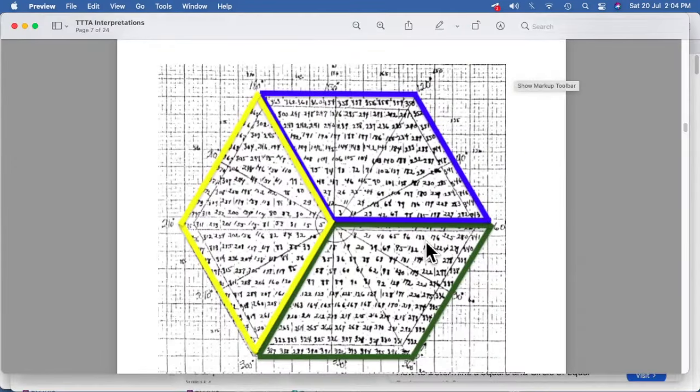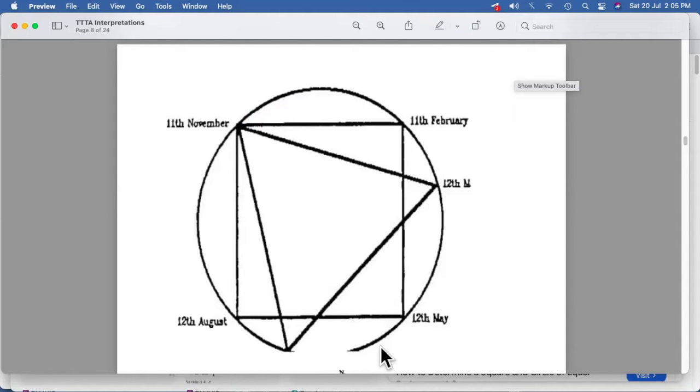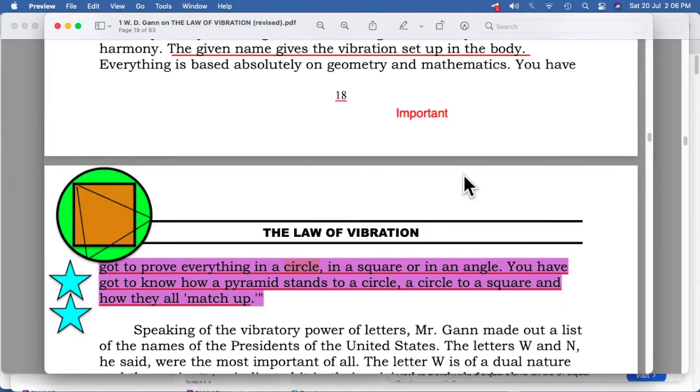So we had studied the cube as such. We are talking about three-dimensional figures. This is the Gann emblem, which is an interpretation of the circle, the square, and the triangle. Gann also writes in his book, The Law of Vibration, which is a collection of articles about W.D. Gann. He says, you have got to prove everything in a circle.